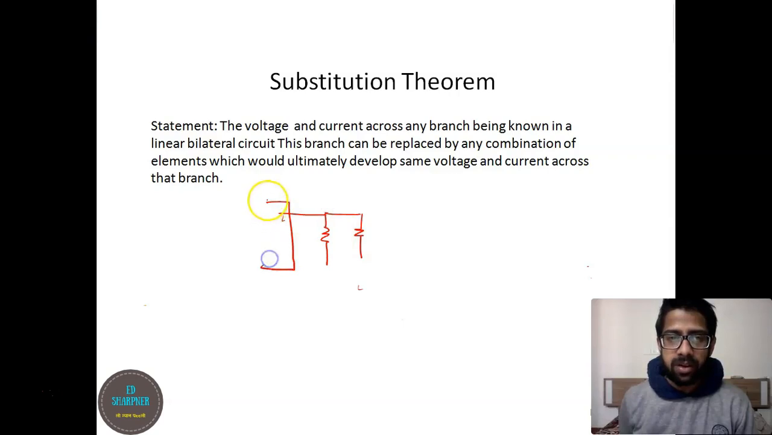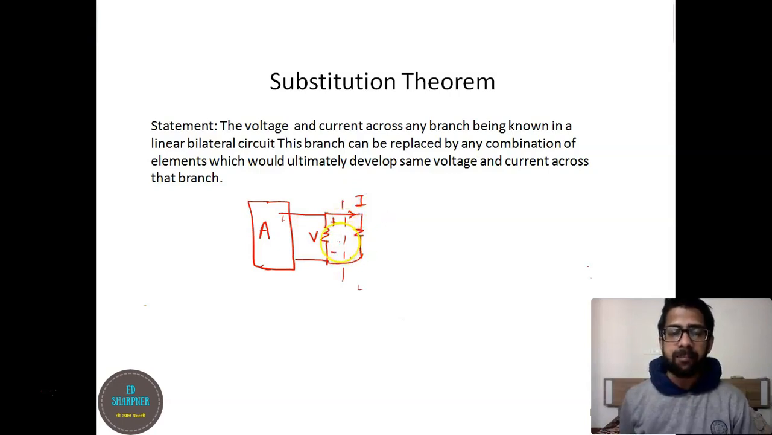Let me just draw a box. Let us say this is box A, which is ultimately providing the voltage V at this particular resistor, and in front of this you get voltage V, and current I is being delivered. Now this V and I are the effects of this particular circuit, or box A.